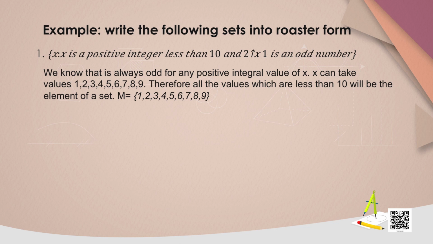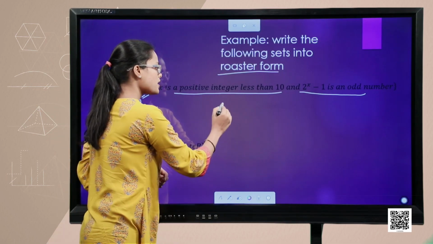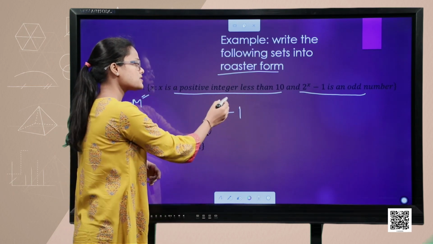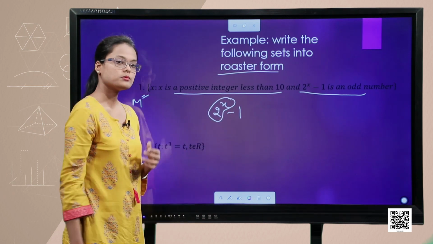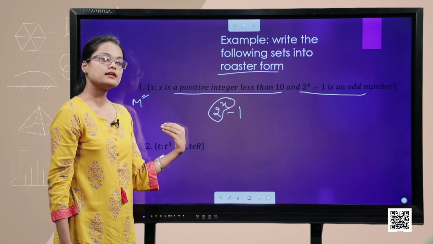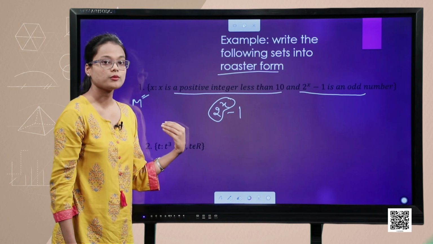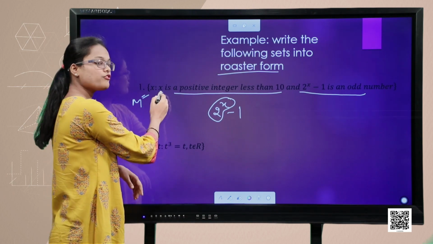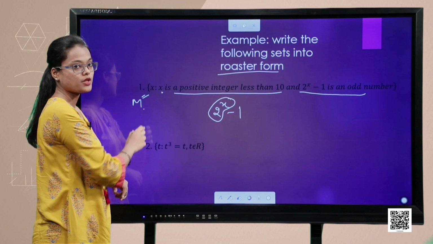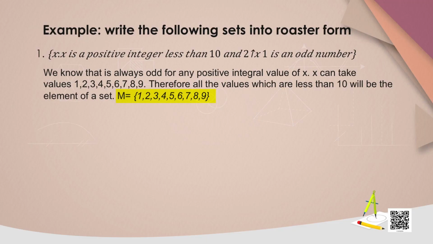That is, whenever we put x in this expression, the value of this expression comes out to be an odd number. See this, students, 2 raised to power x minus 1 is always an odd number. For any value of x, 2 raised to power x will be an even number and minus 1, that means a predecessor of that number, will always be an odd number. That means any value of x which is less than 10 will be a member of the set M. And what are these members? 1, 2, 3, 4 up till 9.